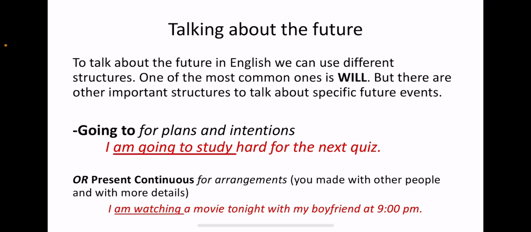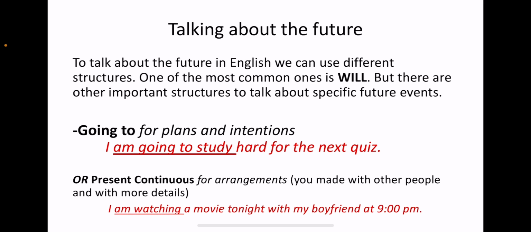So I'm going to study hard for the next quiz. I'm going to buy a car. I want to do it, and I'm checking some different models. I'm checking my money. I mean, if I can do it. So I'm planning, right? I'm considering. So that is for going to.